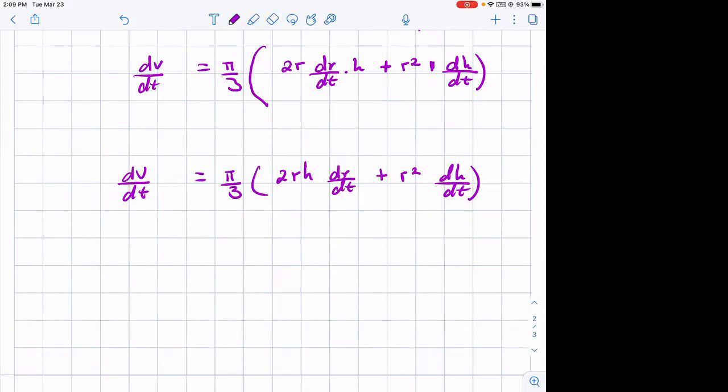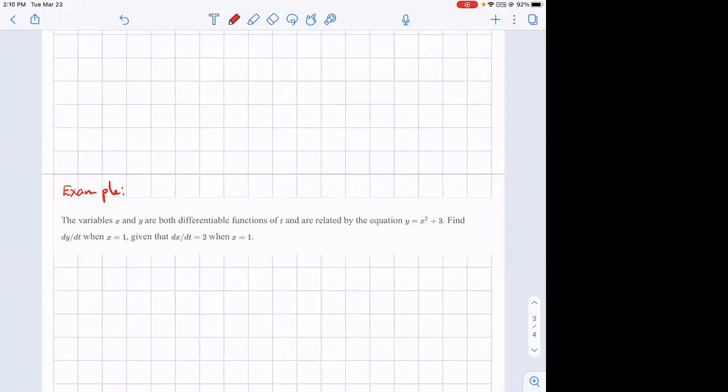So today we'll look at an example and see if we can do the full calculation. Okay. I think I have an example. Here we have an example. The variables x and y are both differentiable functions of t and are related by the equation y is equal to x squared plus 3. Find dy/dt when x is equal to 1, given that dx/dt is equal to 2 when x is equal to 1.